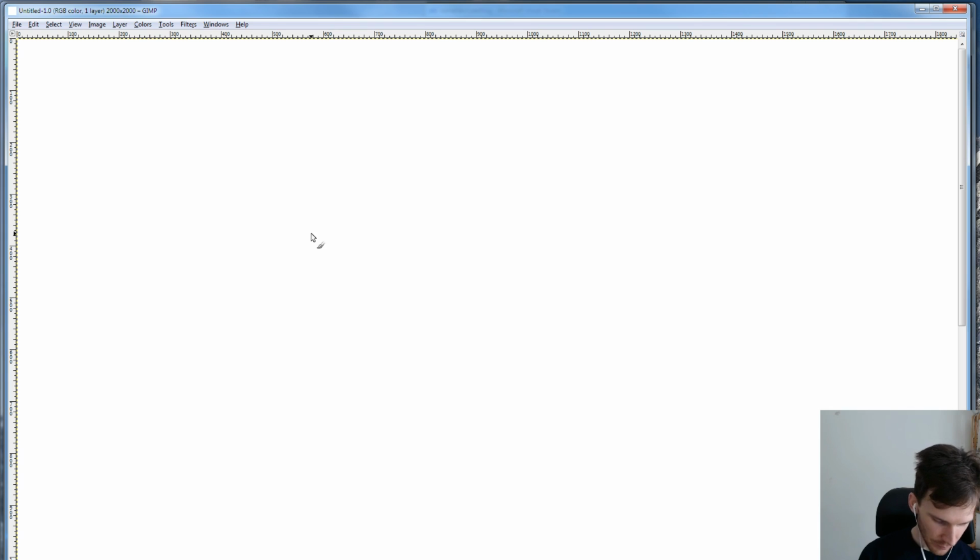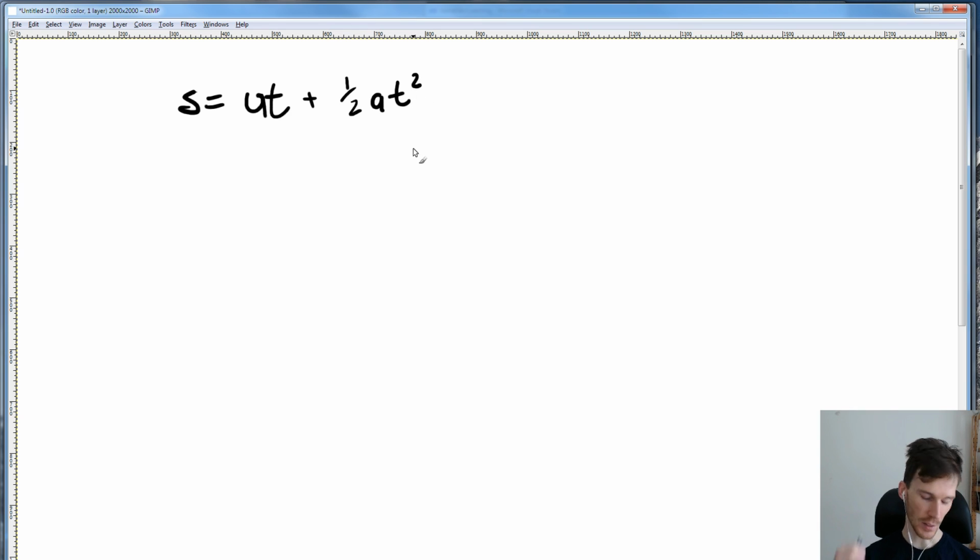Okay, so what we were talking about the other day, we ended up in the place where we had this equation, S equals ut plus, we'll do a cursive t so we can actually read it, ut plus half a t squared. So that's the equation we ended up with. And we're fairly happy about how we arrived at that through integrating.